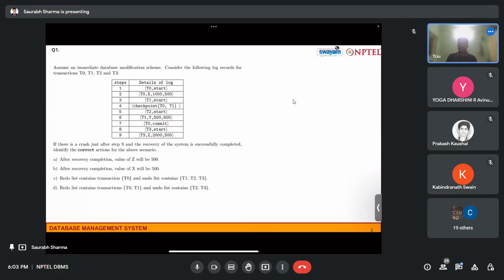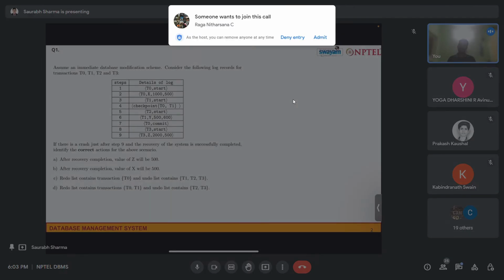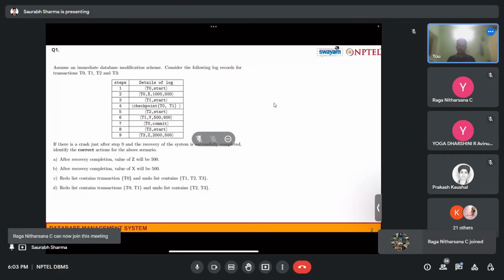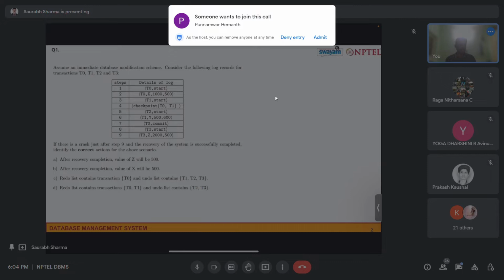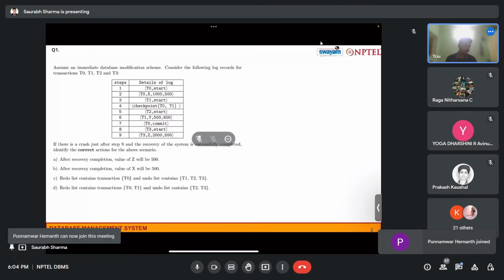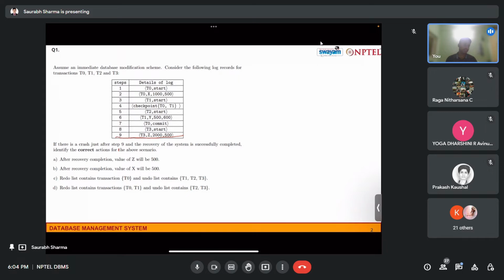In the first question, they have provided 4 transaction log records. Sorry for bad voice. So just read the question. Assume an immediate database modification scheme. Consider the following log records for these 4 transactions from T0 to T3. If there is a crash just after 9, so we have a crash after this statement, and the recovery of the system is successfully completed. What is the correct action for the above scenario?